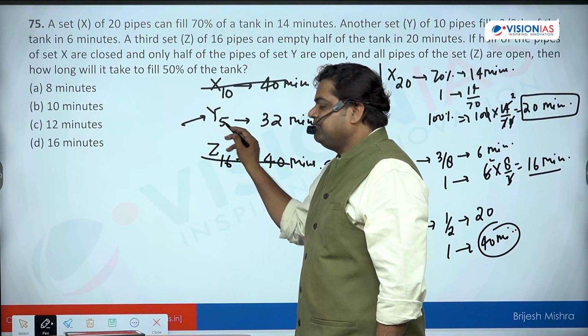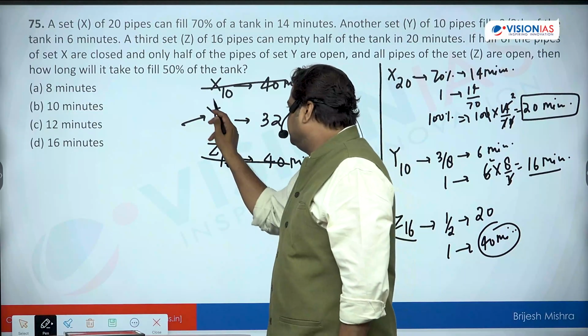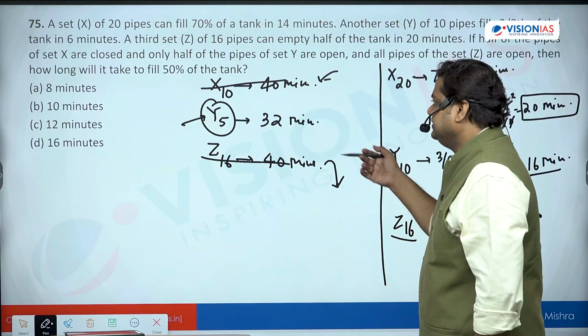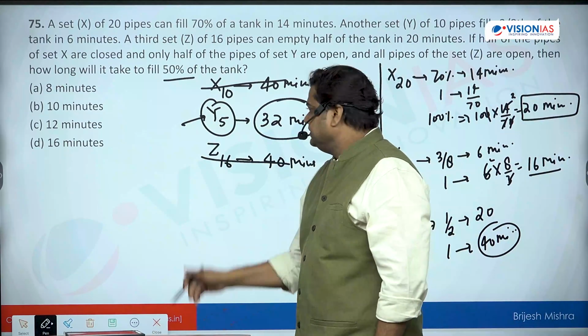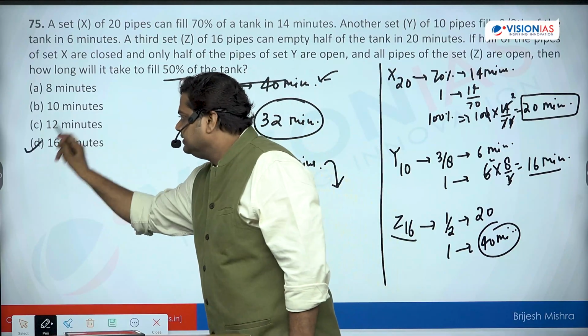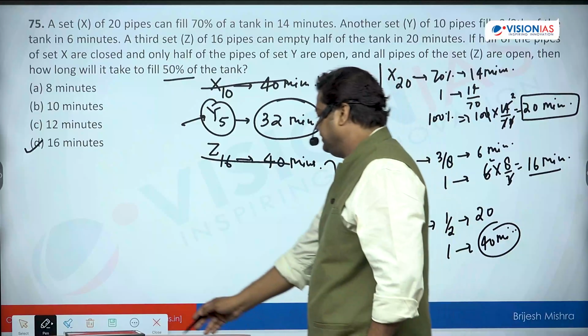All the pipes, when opened, will take 40 minutes to empty the tank. Now these 10 pipes of X fill in 40 minutes, and these 16 pipes empty the tank in 40 minutes. So whatever water is filled by these 10 pipes, the same will be emptied by these 16 pipes, because both have the same efficiency. That means basically only Y5 is opened. So how much time will it take to fill the tank? 32 minutes to fill the full tank. But in the question it is written 50% of the tank. So 32 minutes for the full tank, 50% takes 16 minutes. Done. Next.